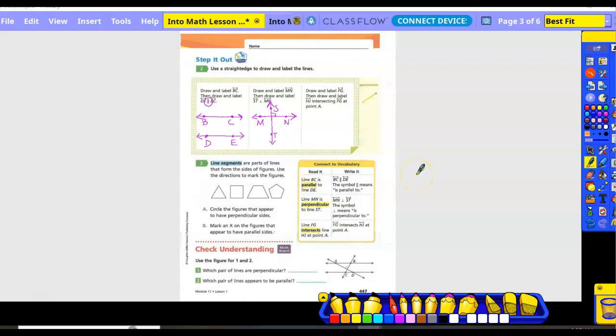So on the next one, they want us to draw and label FG. So you're going to take your ruler and you're going to draw FG. And what do I need to make sure I put on it? Endpoints, right? And label them. Okay, and now they want us to draw and label intersecting lines at FG with a point A. Okay, so is this going to have a 90-degree angle? No.